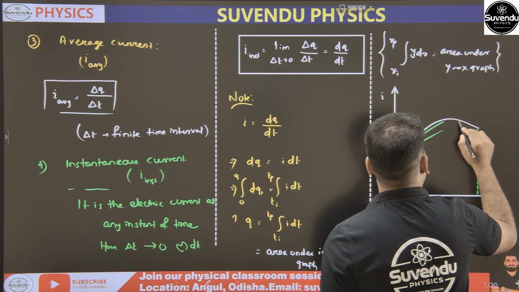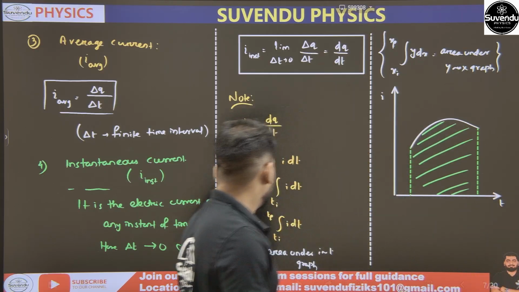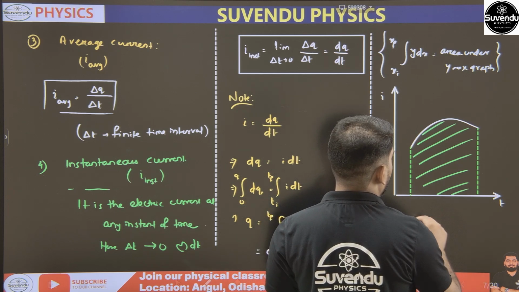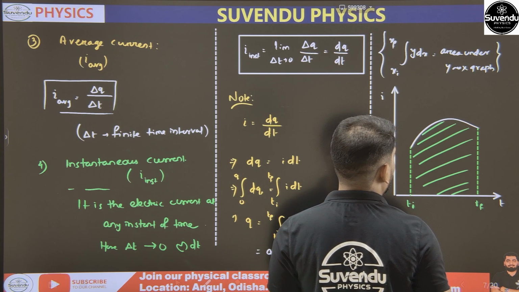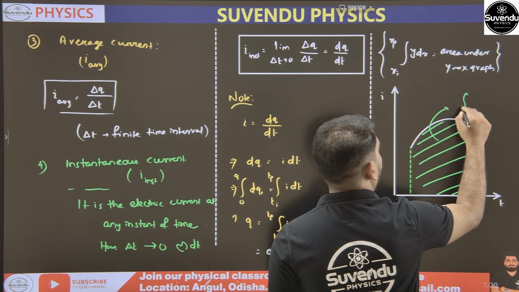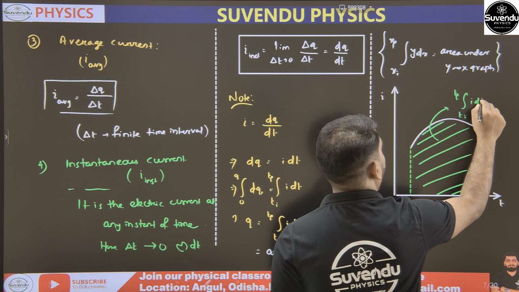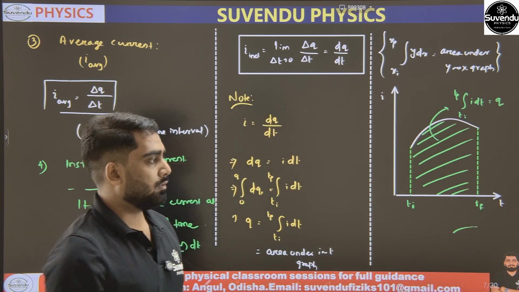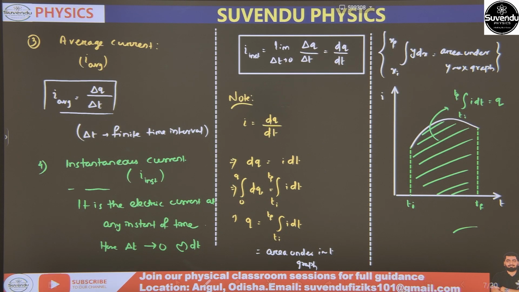Area under this graph represents the total charge crossing the cross section in time t initial to t final. I think it is clear. So this answer is the integration from t initial to t final of I dt, and it gives us the amount of charge that flows through the cross section. Done. See, this is about our different types of electric current.